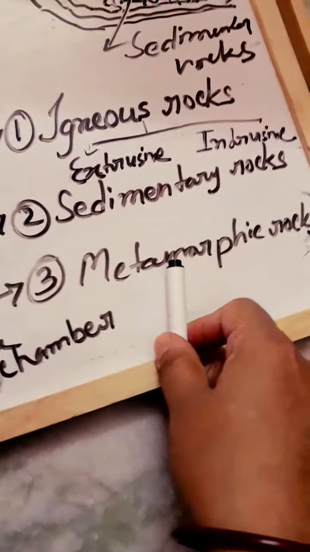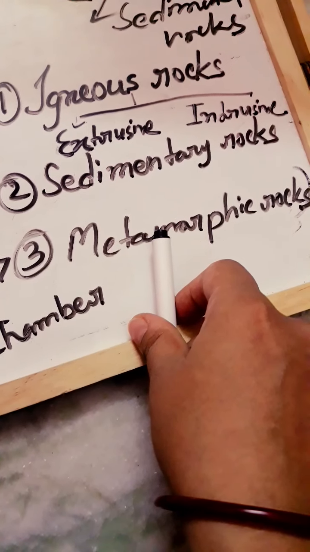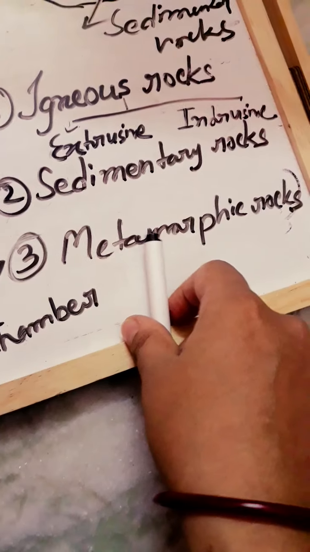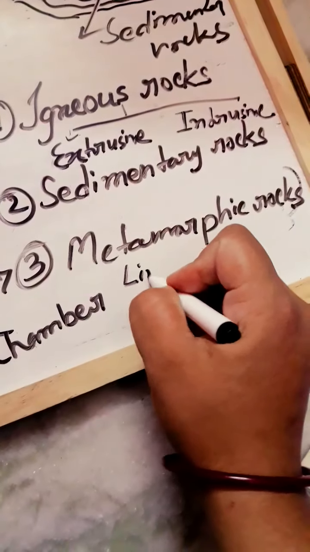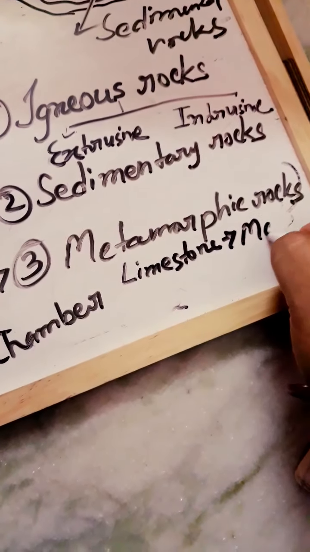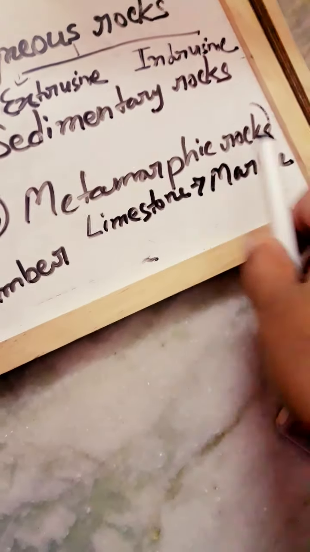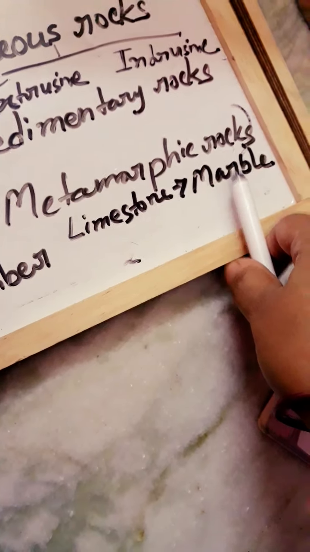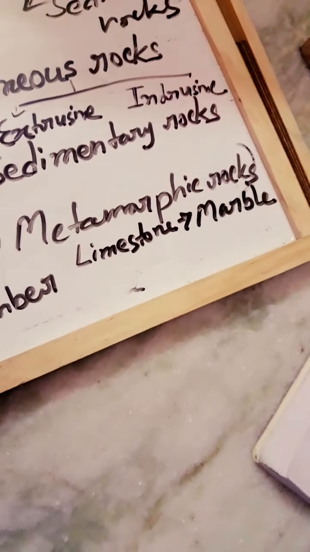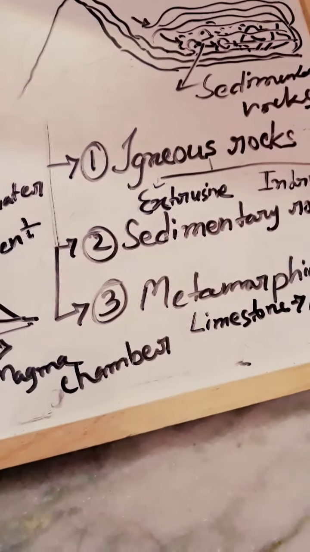So if the question comes to write examples of metamorphic rocks, then you are not able to write just any one rock. You have to write, suppose, limestone into marble, because limestone is the example of sedimentary rocks. When it turns into marble, then it is known as metamorphic rocks. And there are different types of examples written in your book. So these are the main three types of rocks: igneous, sedimentary and metamorphic.